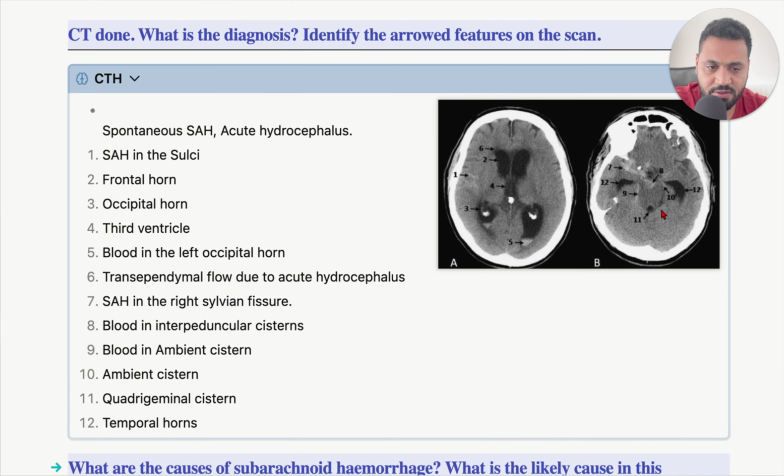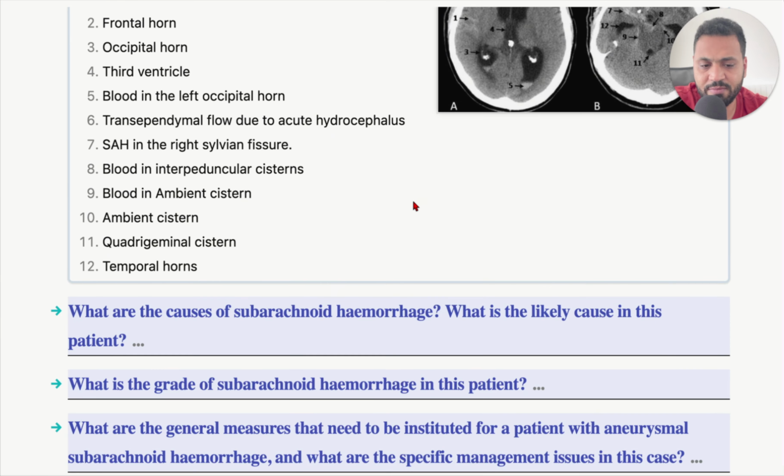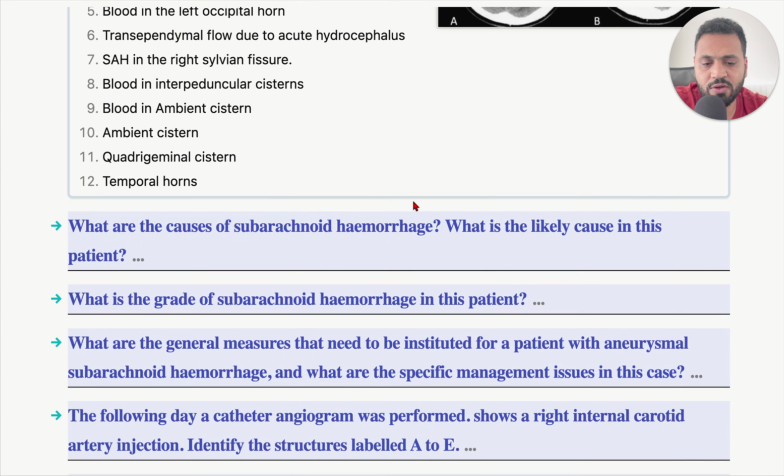What are the causes of subarachnoid hemorrhage and what is the likely cause in this patient? Generally, the causes of subarachnoid hemorrhage are traumatic and spontaneous. Traumatic actually represents about 80% of the causes of subarachnoid hemorrhage. Spontaneous subarachnoid hemorrhage is caused mainly by an aneurysm, or in a patient who has an arteriovenous malformation or any other malformation that can lead to subarachnoid blood. The likely cause in this patient is actually an aneurysmal subarachnoid hemorrhage.